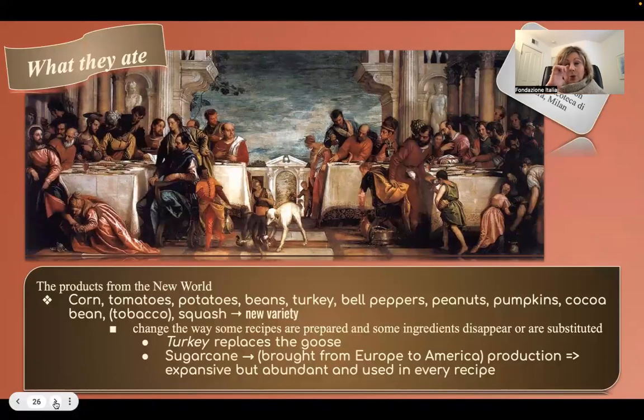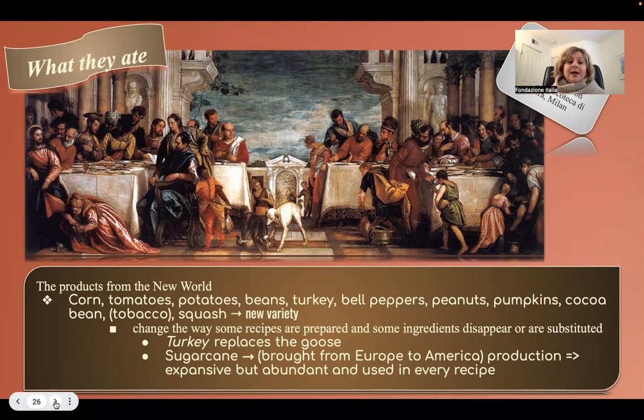So the New World brings over new products. And so corn, tomatoes, potatoes, beans, turkey, bell peppers, peanuts, pumpkins, cocoa beans, tobacco, which I put there even though it's not really food, and squash, a new variety. These new ingredients change the way the recipes are prepared. Some ingredients disappear, and some get substituted. For example, the goose gets substituted with turkey that comes from America.